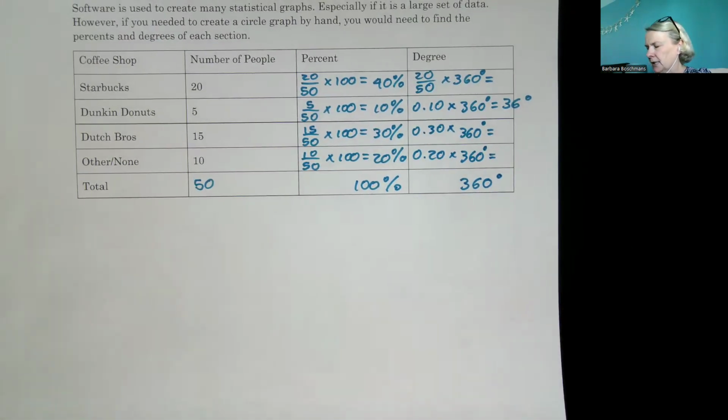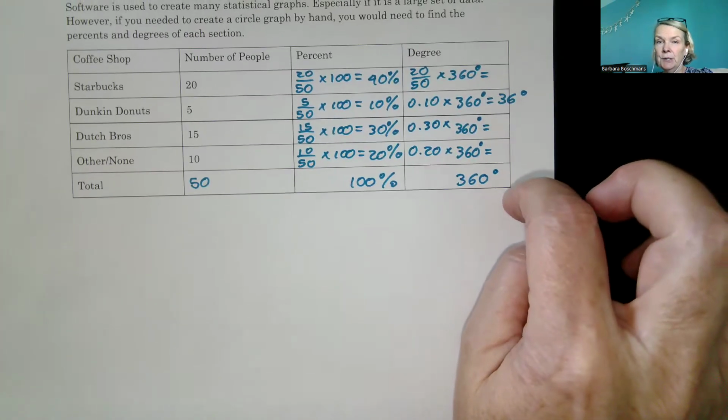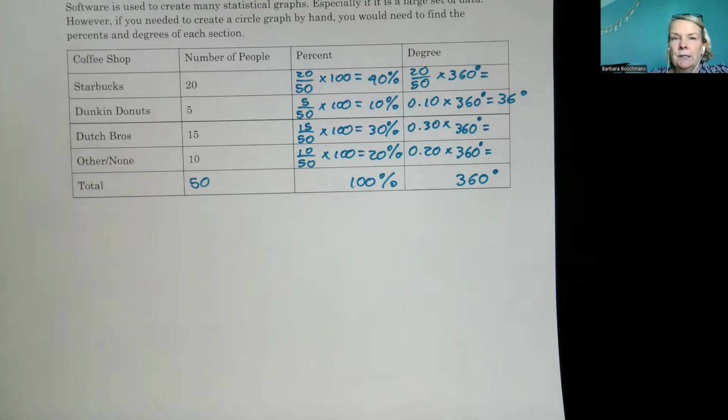It's not asking us to actually make a circle graph for this, but if you did, you would draw your circle, find a center, make a line out, and then use a protractor and actually measure these degrees to get an exact circle graph.